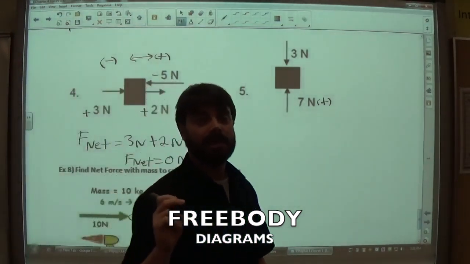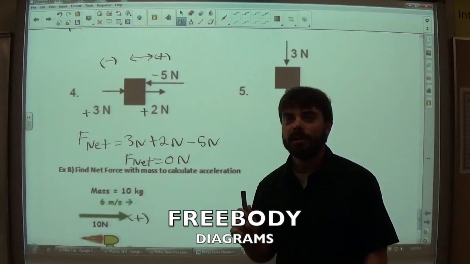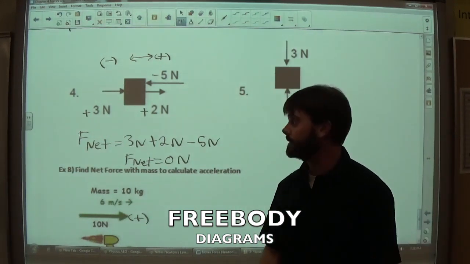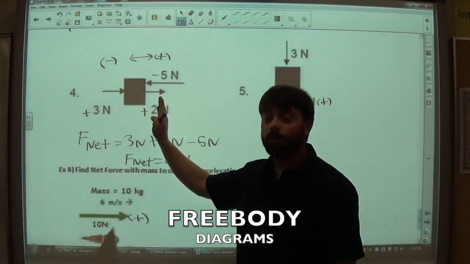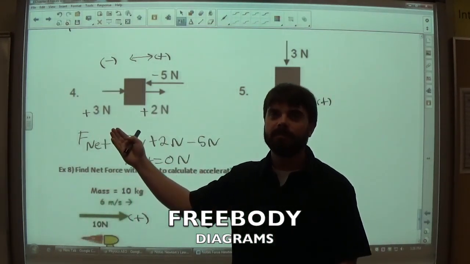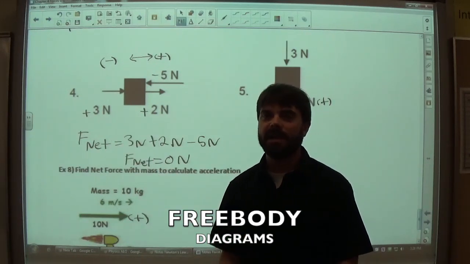So that means that block is in equilibrium, or has balanced forces acting on it, or a net force of 0. So this block, if it was not moving, would never move, and if it was already in motion, it would continue in motion at that same velocity.